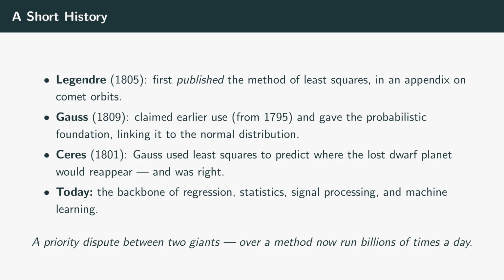But Gauss added something genuinely new. He connected least squares to probability, showing it's the optimal estimate when errors follow the bell-shaped normal distribution. And he had a spectacular demonstration. In 1801, astronomers briefly spotted the dwarf planet Ceres, then lost it behind the sun. Gauss used least squares on the sparse observations to predict where it would reappear, and when telescopes pointed there, Ceres was waiting. Today, the method those two giants quarreled over runs billions of times a day, inside every regression, every statistical model, every machine learning fit.